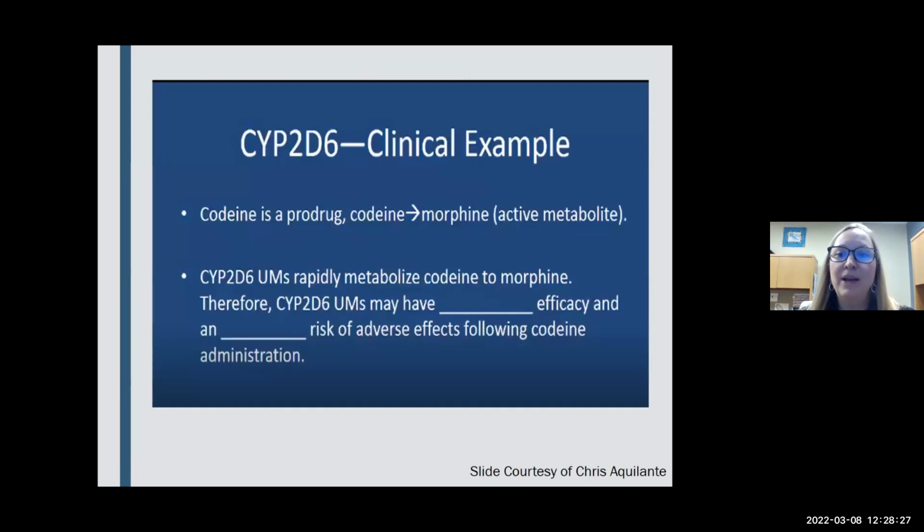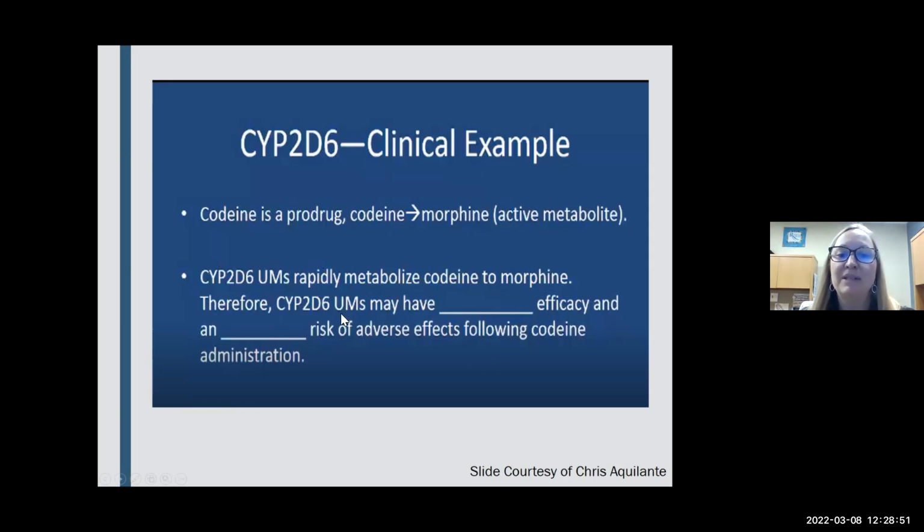Okay, so we have a clinical example here. We have a CYP2D6 patient. Like I said earlier, codeine is a prodrug, which means it actually doesn't have activity itself. It has to be metabolized into morphine to become active. And that's by CYP2D6. So a CYP2D6 ultra rapid metabolizer would metabolize codeine into morphine.